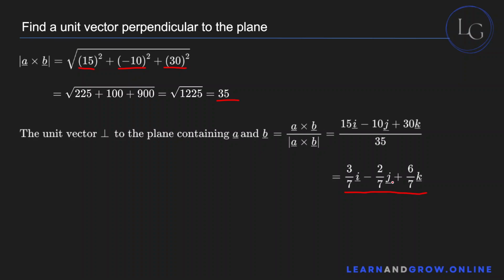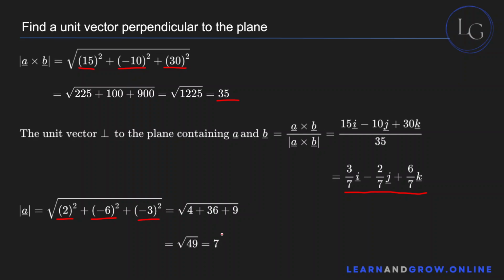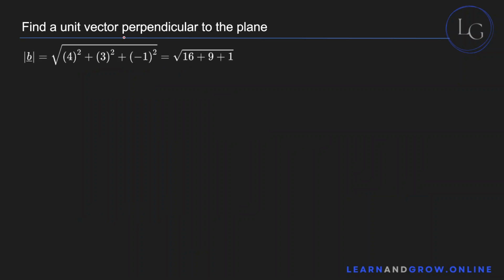Now we need to find the sine of the angle. So first you need to find the magnitude of a, and the magnitude of the vector is, again, you need to take the squares of all the values of i, j and k, take the square root, and that gives you 7. You need to do the same for b, right? And that gives you square root 26. So let theta be the angle between a and b, right? And we need to find the sine of the angle.